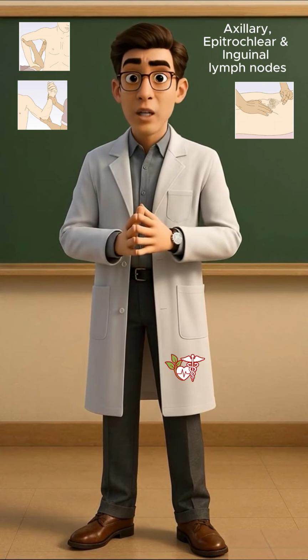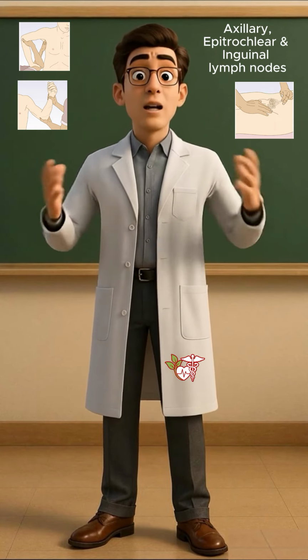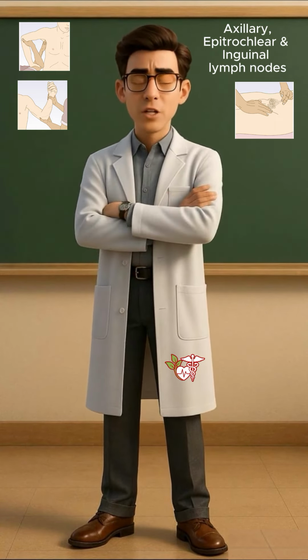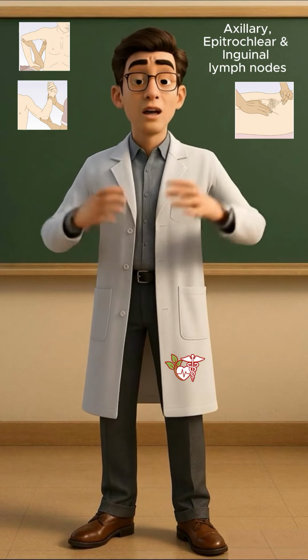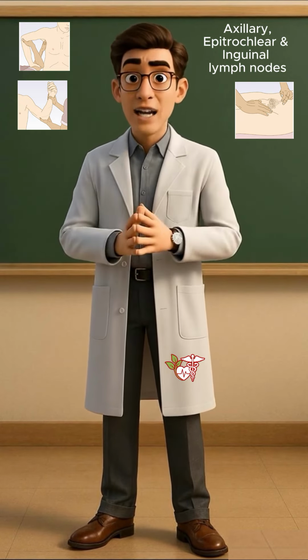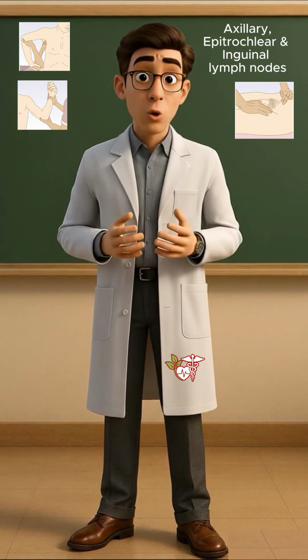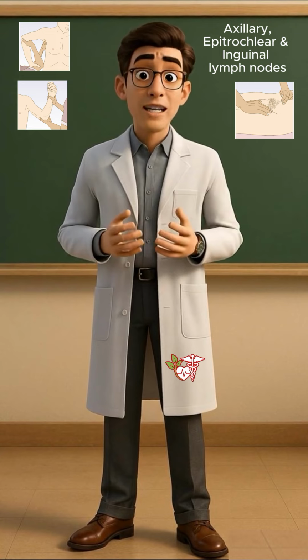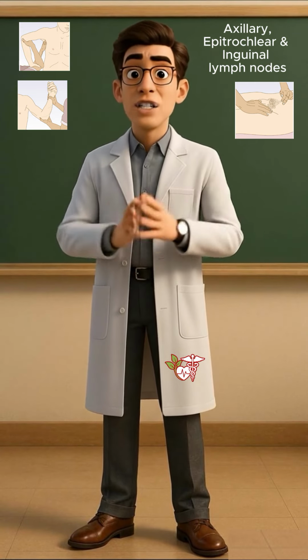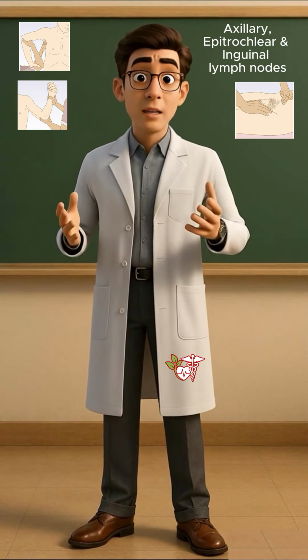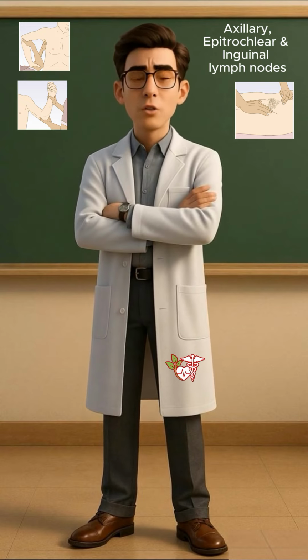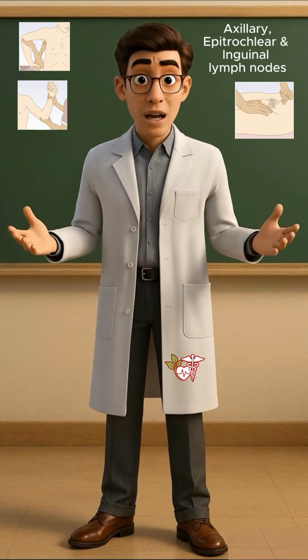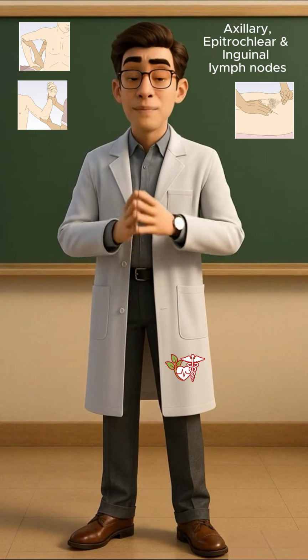Normally, epitrochlear nodes are not felt, so their enlargement often suggests infections of the forearm or hand, or systemic conditions such as HIV. For the inguinal nodes, place the patient in a lying position. Begin by palpating the horizontal group of nodes just below the inguinal ligament, then move to the vertical group along the course of the great saphenous vein on the upper medial thigh.